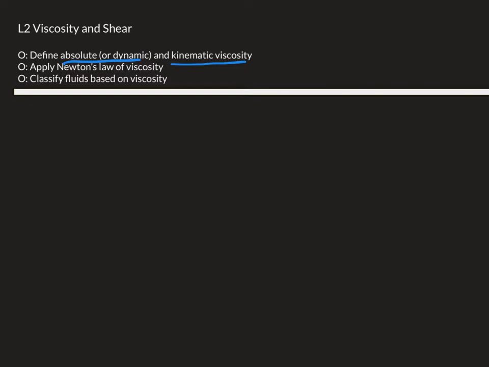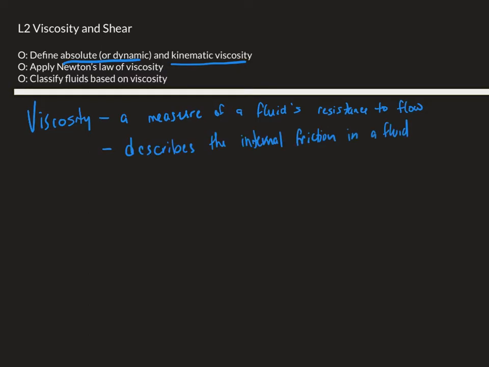Okay, so first of all, what is viscosity? Viscosity is a measure of a fluid's resistance to flow. That's a typical way to describe it. It describes the internal friction in a fluid. So you could think of this as friction. That's almost the key word, but there are reasons for it.